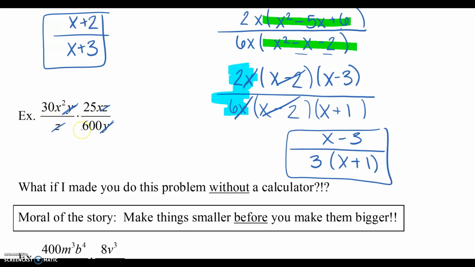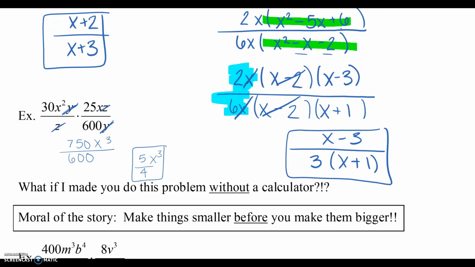So 30 times 25, you can do that in your calculator, and you get 750. x squared times x is x cubed, and we're over 600. So then you could use your calculator. What is 750 over 600? What does that reduce to? And hopefully you get 5/4. And then we're good.